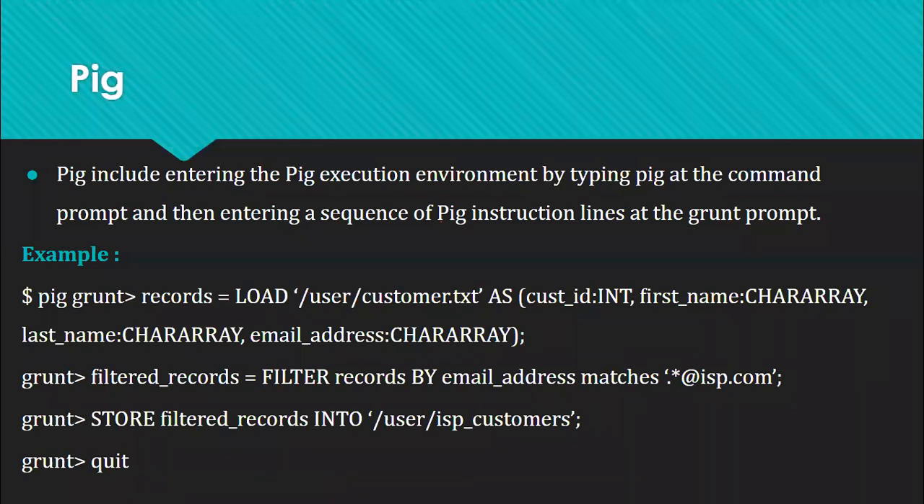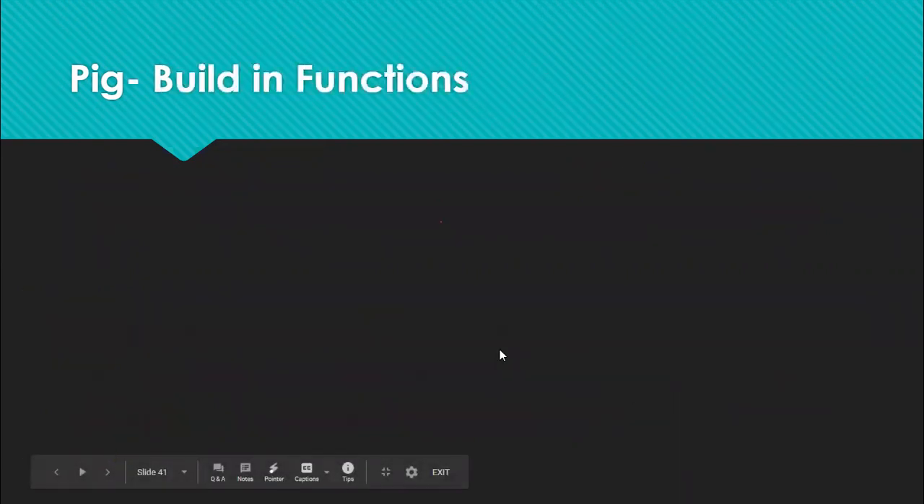To go inside the Pig shell you just have to write pig, but you have to first install it on your machine. After installation, go to your command prompt and write pig. You will get a Pig grunt shell. You can write different commands of Pig, and after that you just write quit to quit from the Pig command prompt.